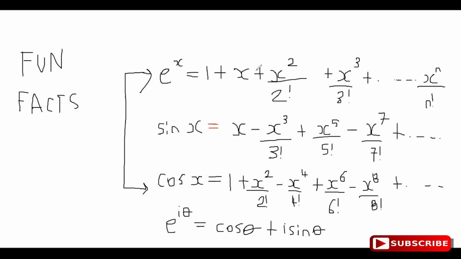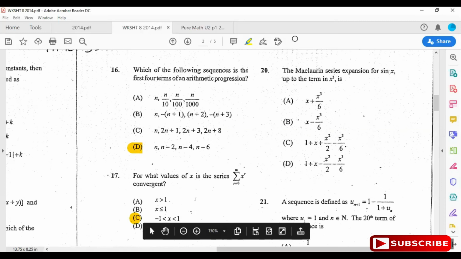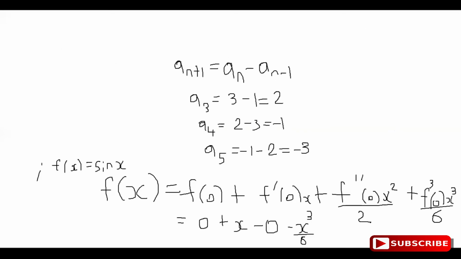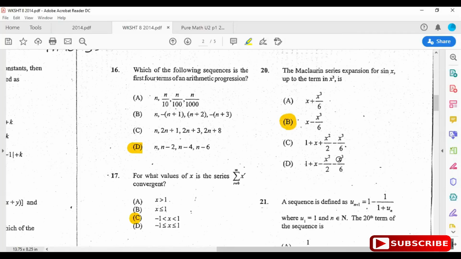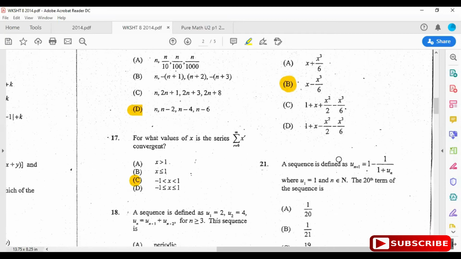So that's a nice homework to do. That's a fun fact. Nice homework to try, right? Sir, number 20, please. All right, let's move on. So x minus x cubed over 6. Oh boy. Yeah, that's so boring. You don't even want to try the homework.